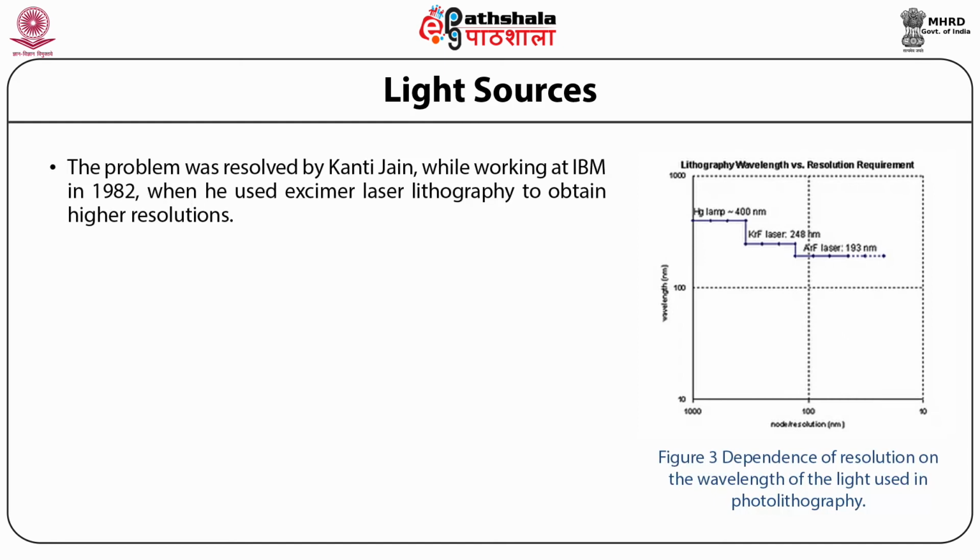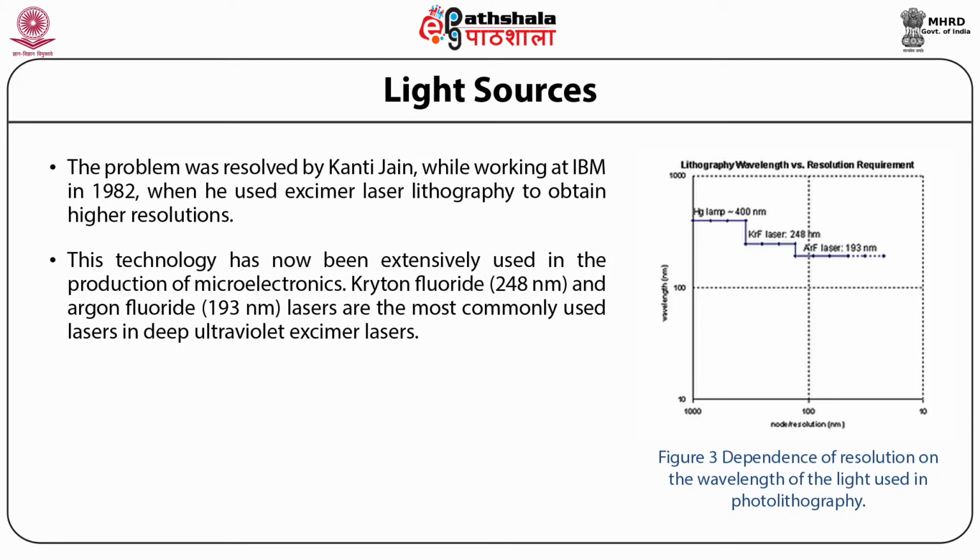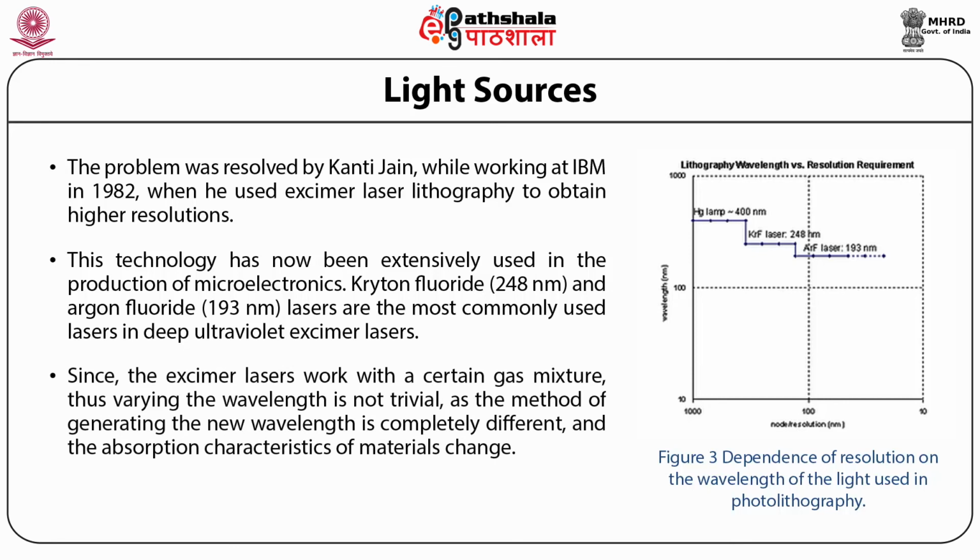The problem was resolved by Kanti Jain while working at IBM in 1982, when he used excimer laser lithography to obtain higher resolutions. This technology has now been extensively used in the production of microelectronics. Krypton fluoride 248 nanometer and argon fluoride 193 nanometer lasers are the most commonly used lasers in deep UV excimer lasers. Since the excimer lasers work with certain gas mixtures, varying the wavelength is not trivial.